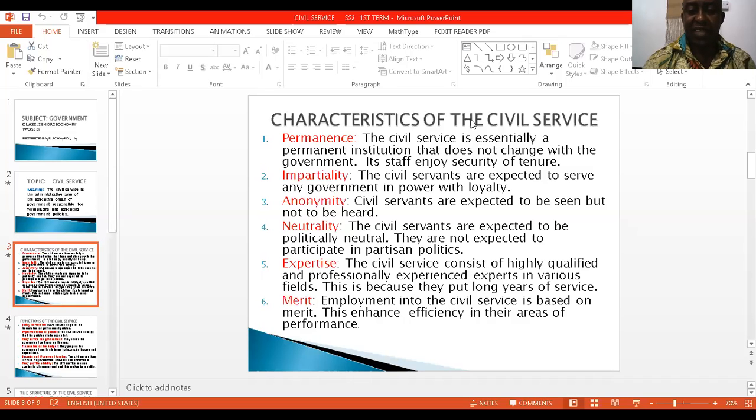Anonymity. The civil servants are expected to be seen but not to be heard. They don't disclose their secrets anyhow to anybody. That is another thing about them. Anonymous. They're expected to be seen, but they may not disclose their secrets to you. You can't hear much about them. They will refer you to the appropriate channel. When you get there, you find out what is going on in this organization.